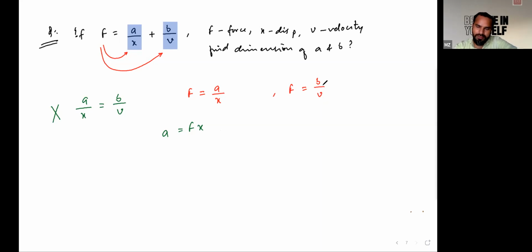Similarly, on solving this particular part, here we have velocity in the denominator. On bringing it to the other side, it will move to the numerator. So B would be equal to F into V. F is force and V is velocity. Dimension formula for force is mLt raised to the power minus 2. Dimension formula for velocity is Lt to the power minus 1. Now it's correct, Ikra. And x is nothing but length.